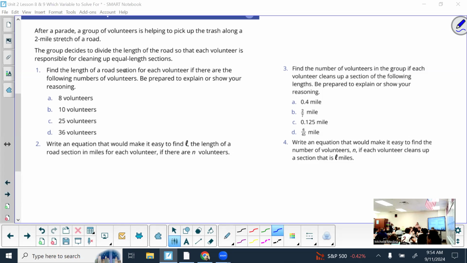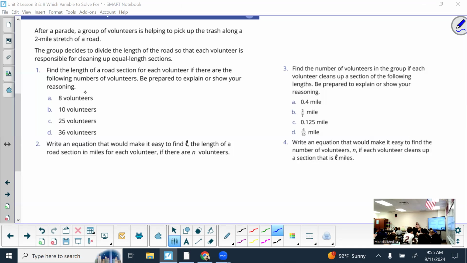What math is implied to do when I need to split something up evenly? Okay. Well, does that make sense? If I have a 2-mile stretch of road to clean up and I have 8 volunteers, would they each clean up 4 miles? So then it's probably not gonna be 8 divided by 2. So always see if your answers make sense.